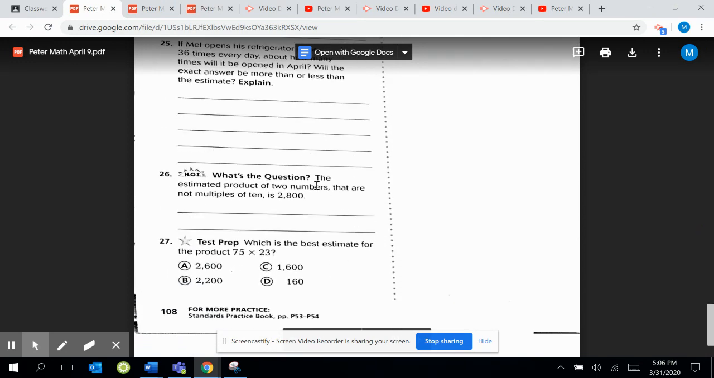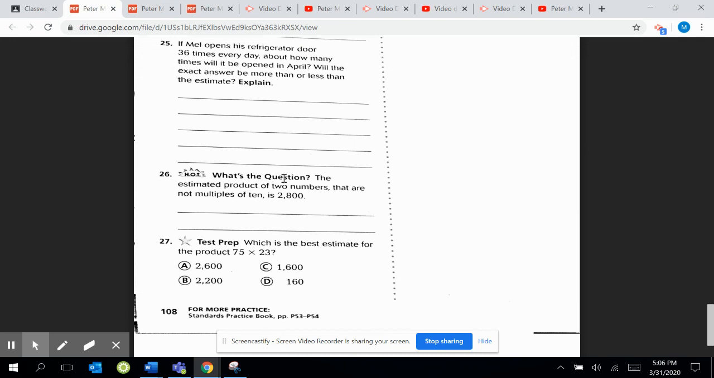Why don't we take a look at the hot, because sometimes that can be tricky. It says, what's the question? The estimate of two numbers that are not multiples of 10 is 2,800. Okay. So, can you think of what numbers? This is basically like what I just talked to you about, isn't it? You got to think about what two numbers, cross out these zeros, think about what two numbers could equal 28.